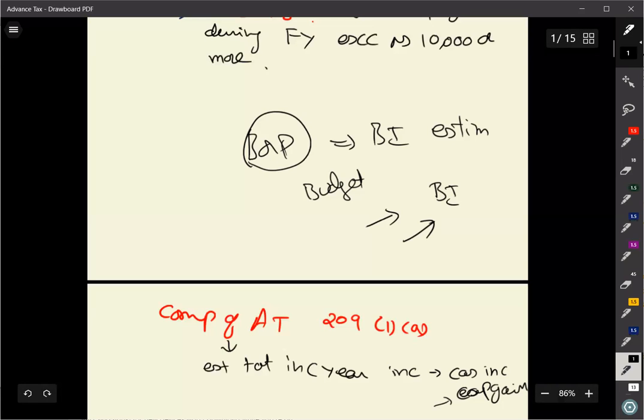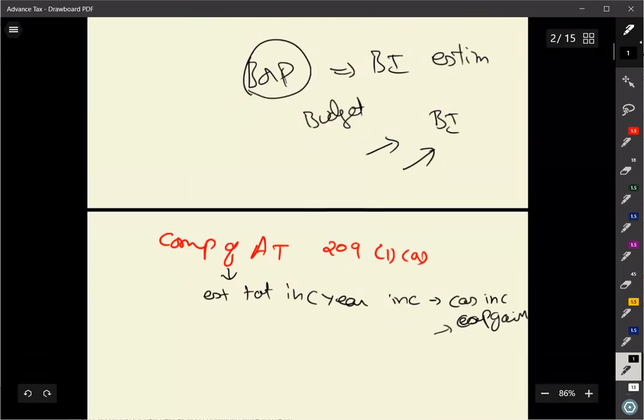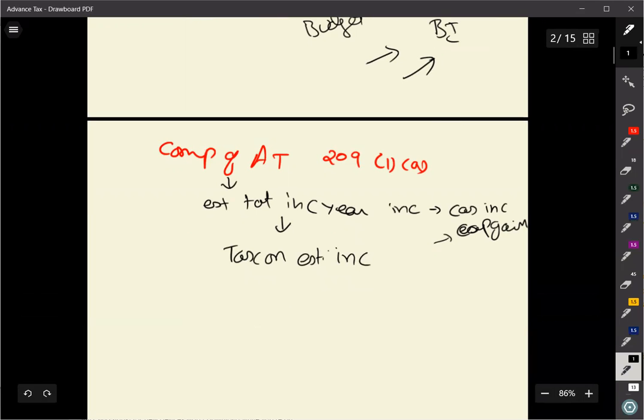In respect of estimated total income, we need to consider that. So that's what is called section 209 subsection 1A. Now let us move on to the other aspect. The next thing is, when you are determining your estimated total income, you need to determine tax on the estimated income.